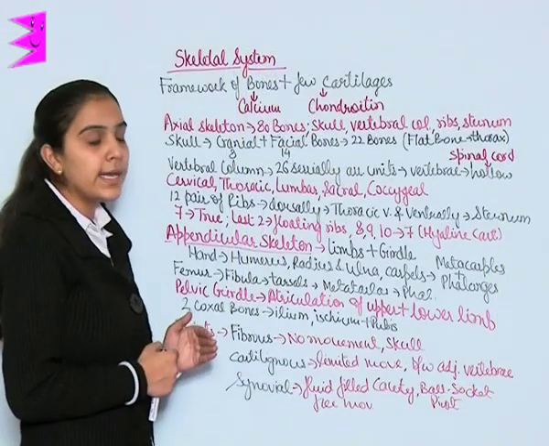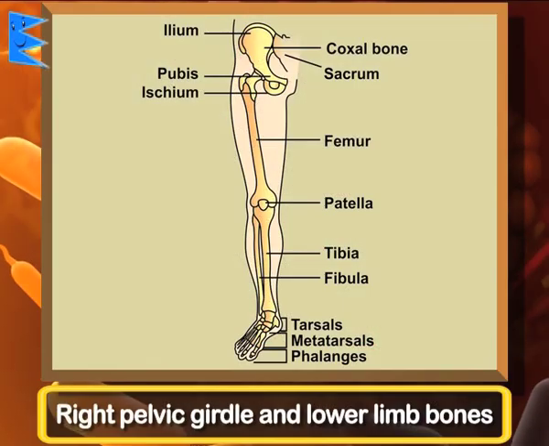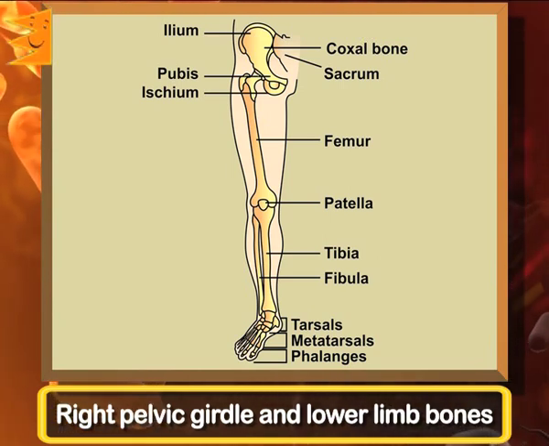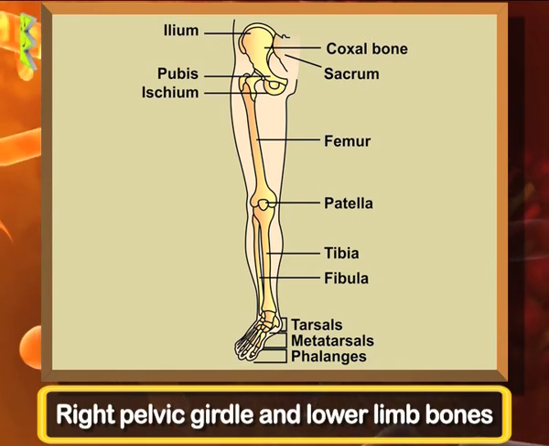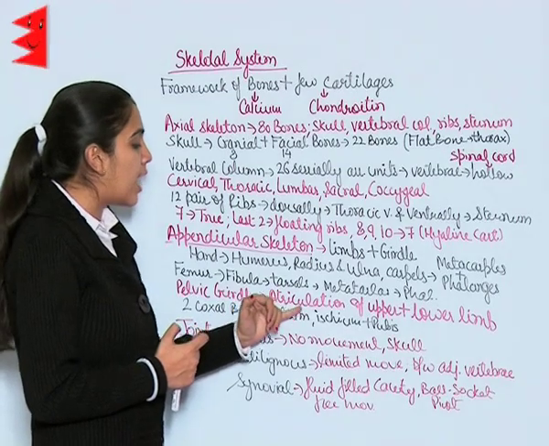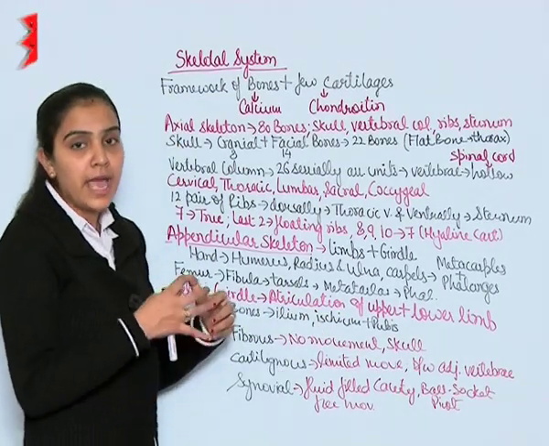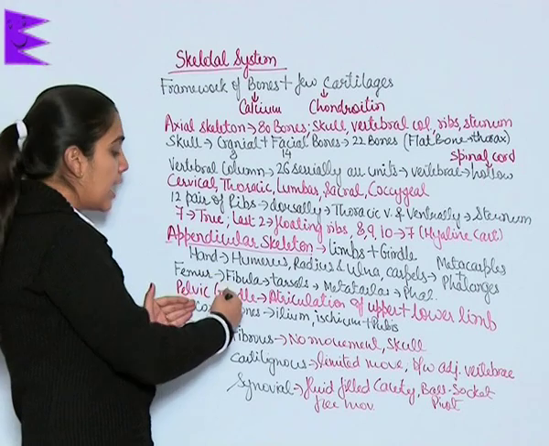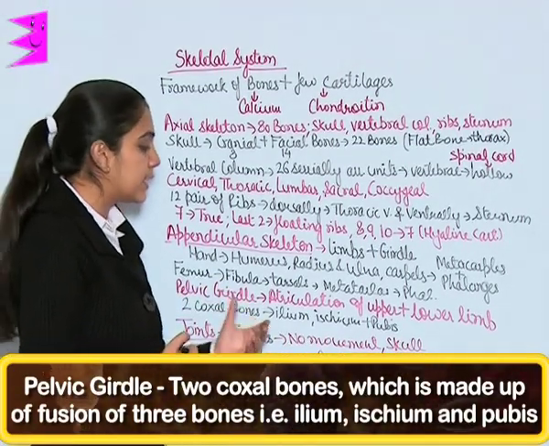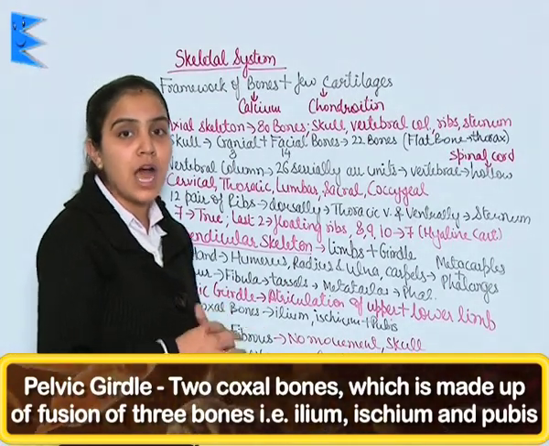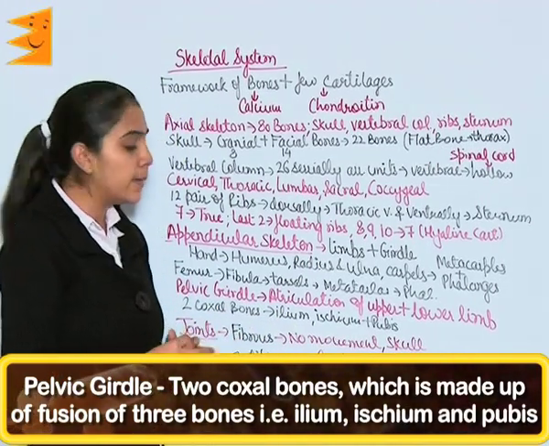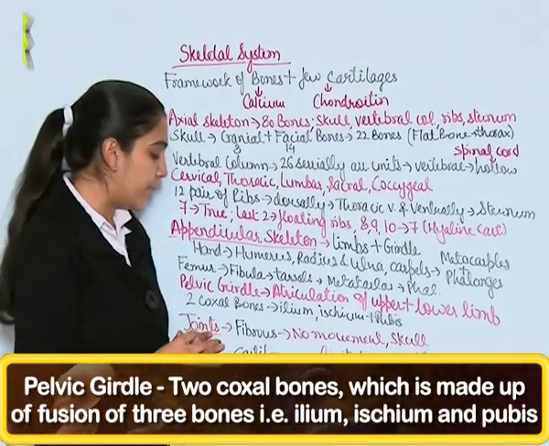Now, the lower limb, you can see the longest bone, femur, then fibula, tarsals, metatarsals and phalanges. Pelvic girdle is responsible for the articulation of upper and lower limb. Pelvic girdle is formed of 2 coxal bones. These 2 coxal bones are formed by the fusion of 3 bones which are ilium, ischium and pubis.